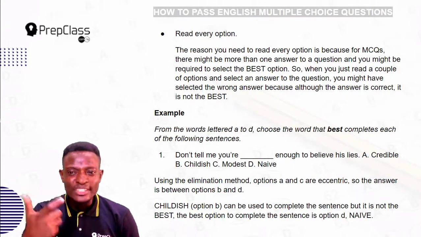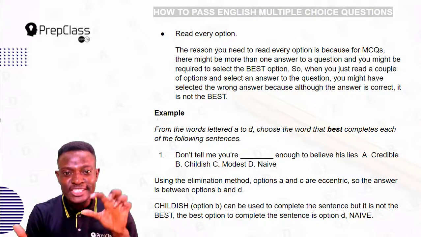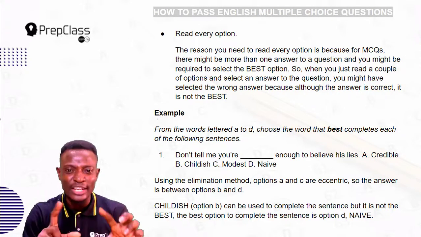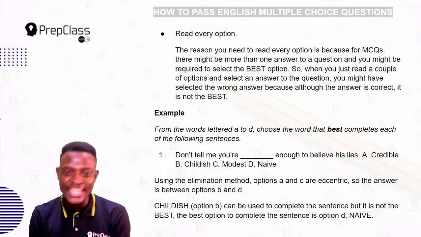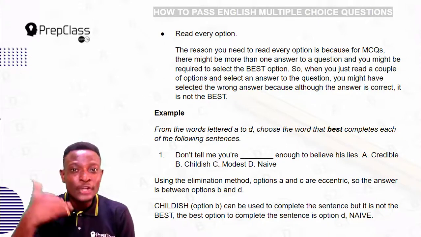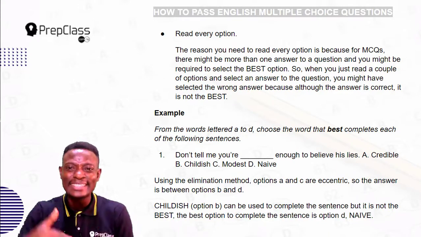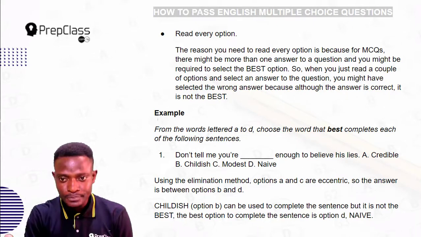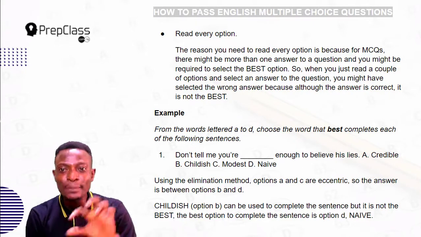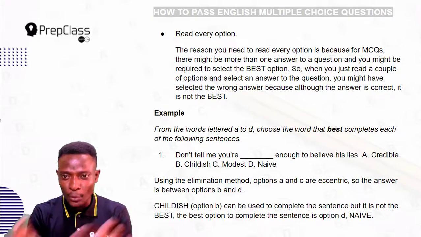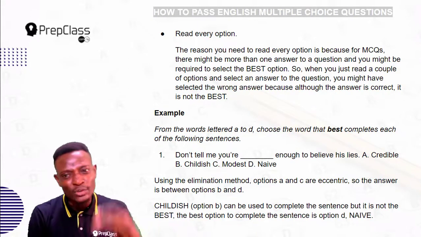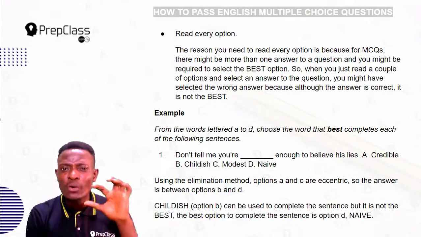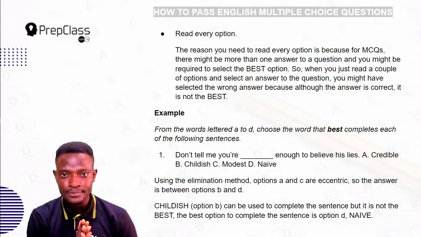So, looking at just a couple of options, when you see childish, you can actually select childish, not knowing that you have a better option in naive. So, always read every option if you are required to select the best option. Because another option might actually be a good answer for that question, but it is not the best, and you are required to select the best. So always read every option.